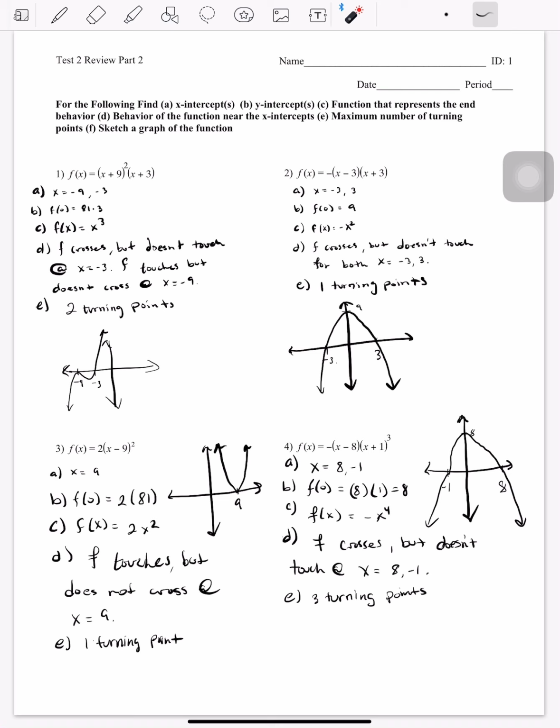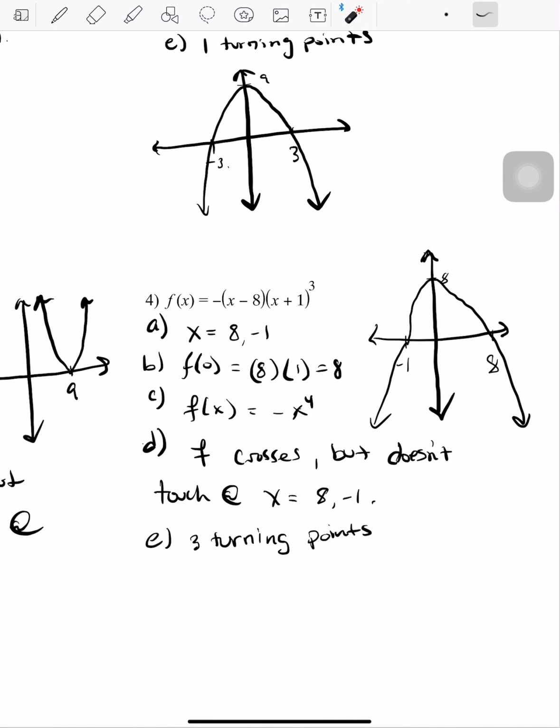But in any case, let's go over question 4. Question 4 part A asks, find the x-intercepts. And again, to find the x-intercepts, you are just setting the factors equal to 0 and solving for x. Now, remember that the 3 on top doesn't have anything to do with solving for the x-intercepts. It only tells you the multiplicity for the x-intercept. So keep that in mind, all right?